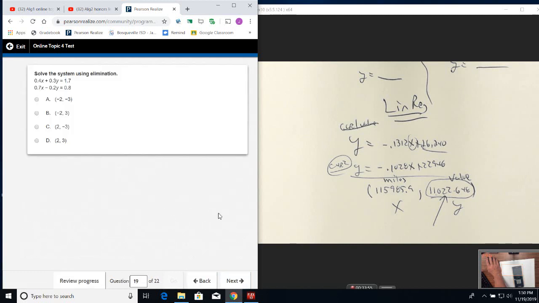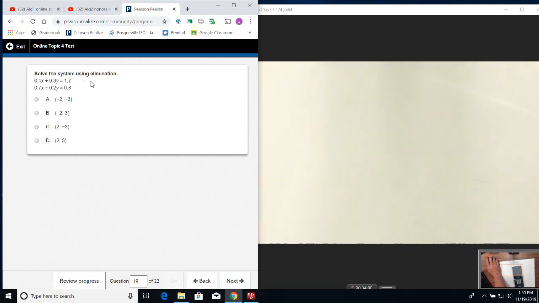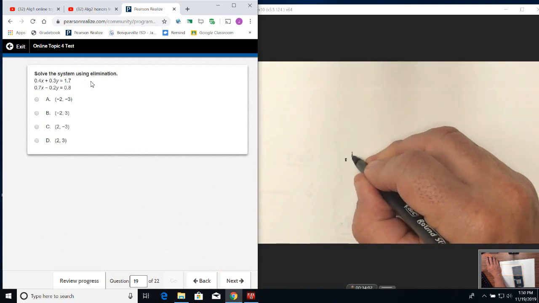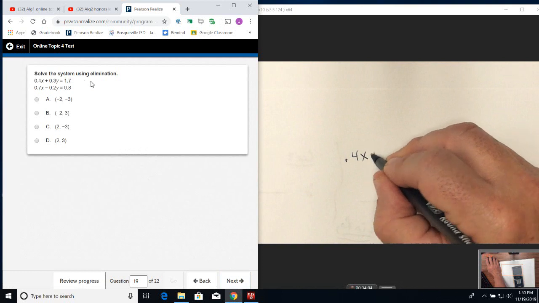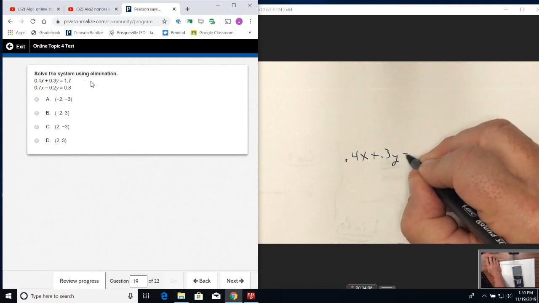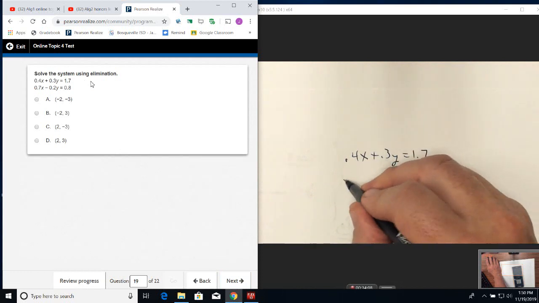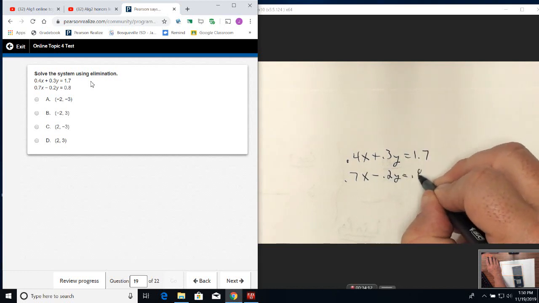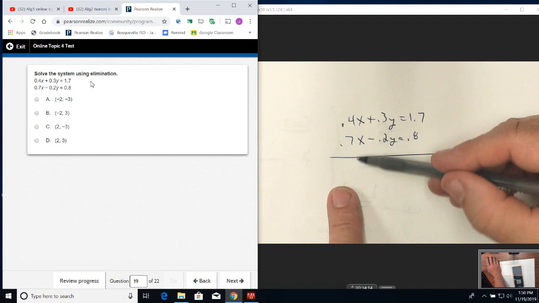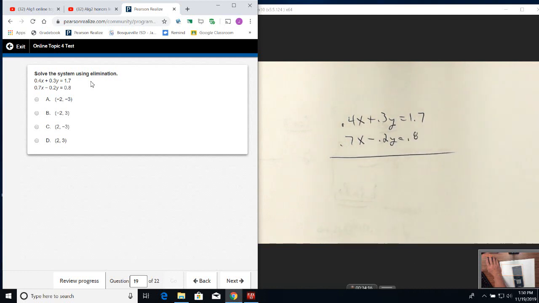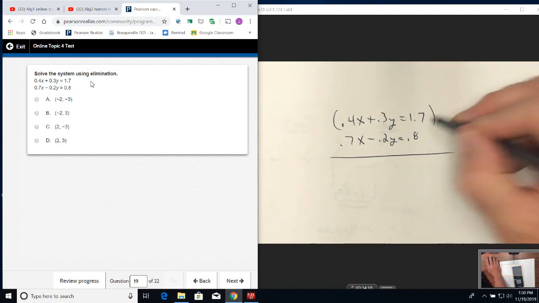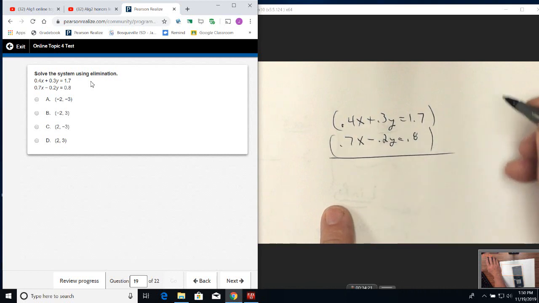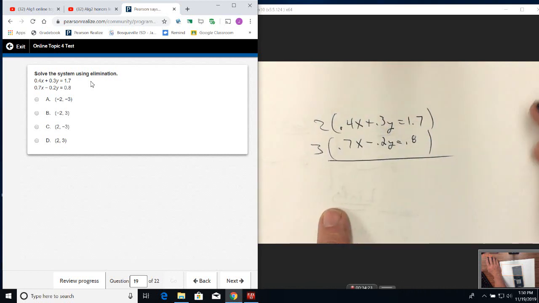So let's see if we can get one more before the bell rings. Solve this system using elimination. Well, do you have to use elimination to solve it? Nope. But we can. Let me show you how to do elimination, and then we'll stop for today. If I want to solve this by elimination, I need to get these numbers to be the same numbers but different signs. Or same signs, either way. So what you should do is multiply this one by 2 and this one by 3.